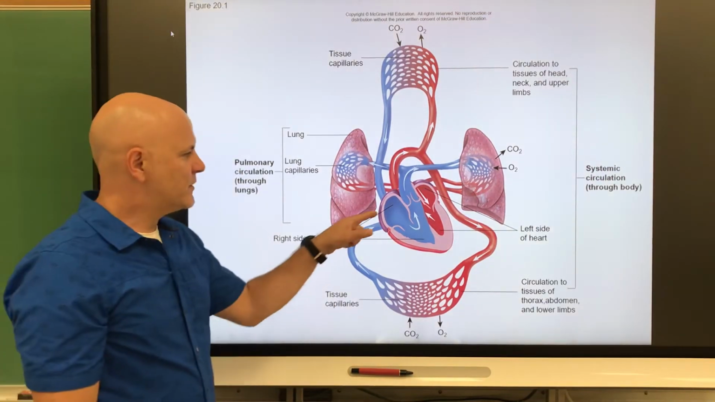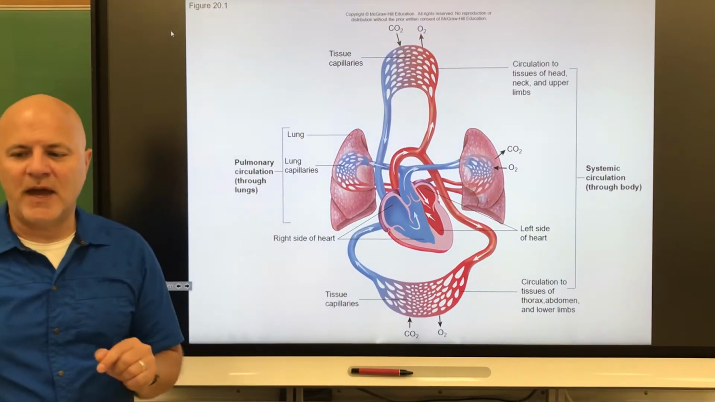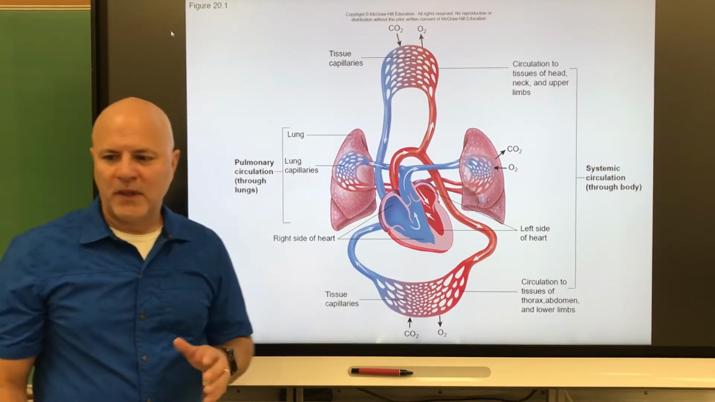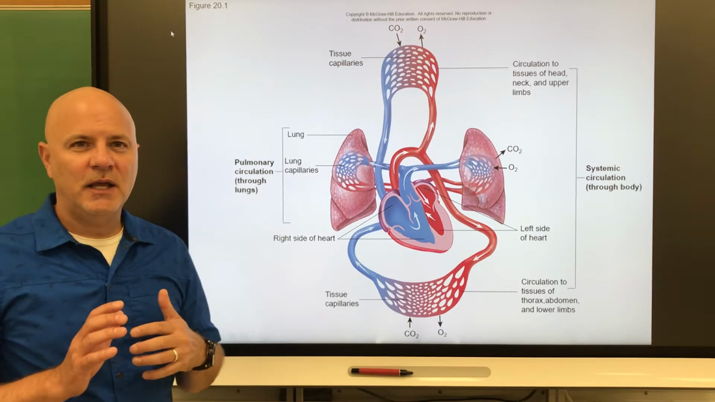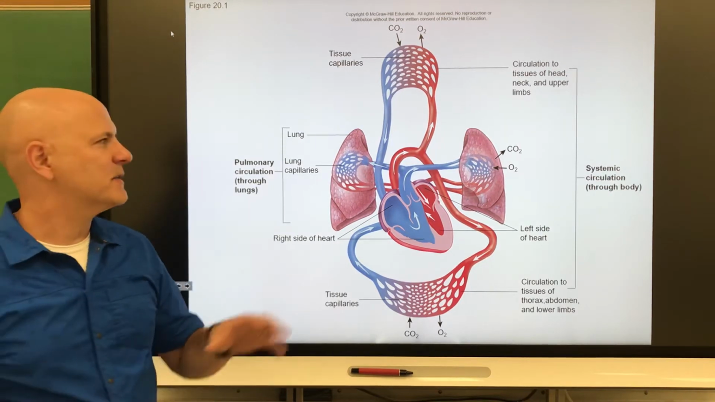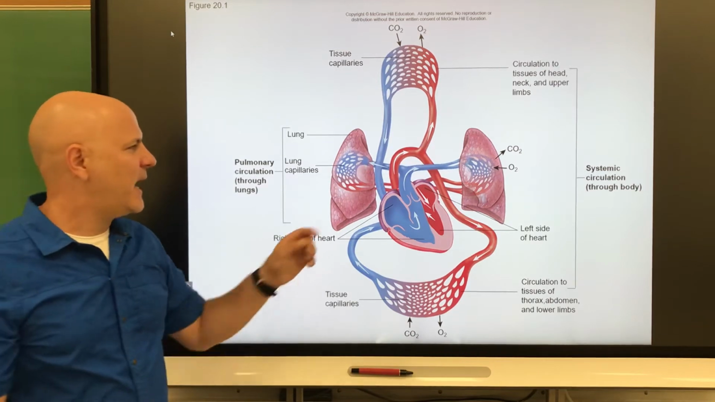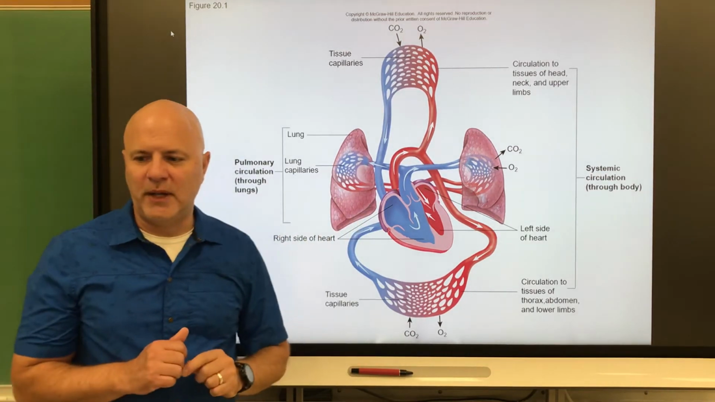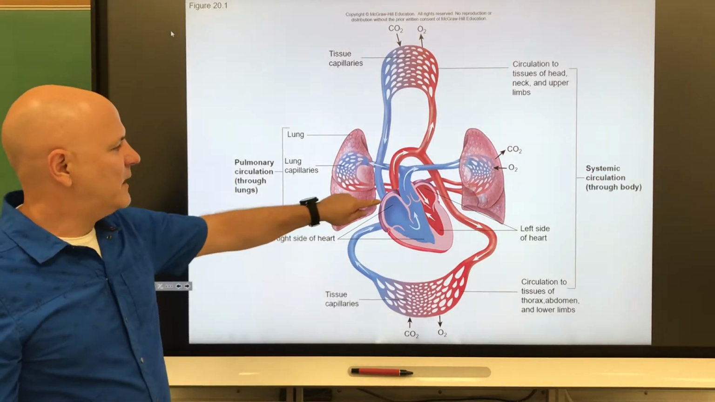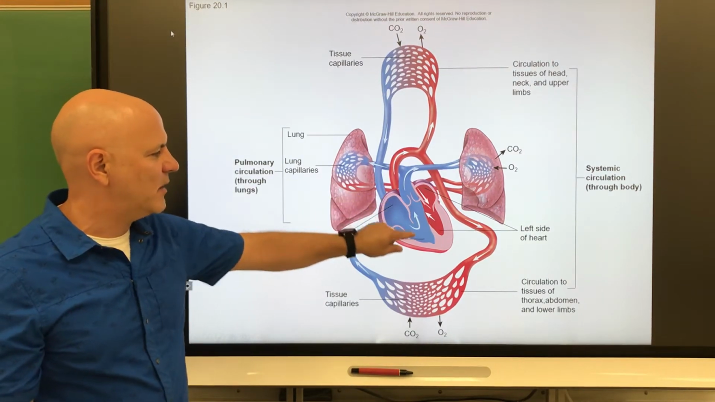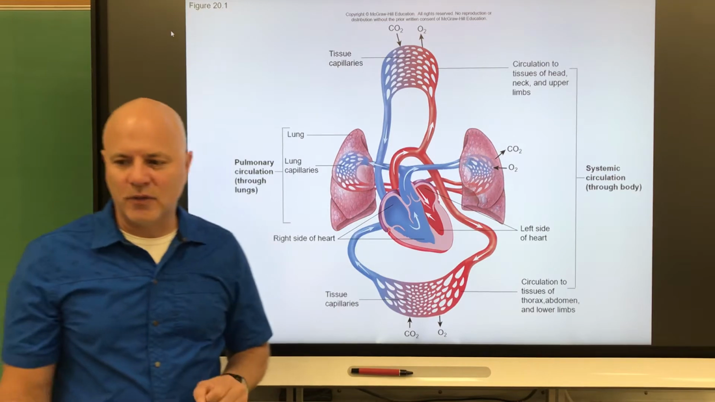Blood is going to enter the right atrium from the superior and inferior vena cavas. And this blood is low in oxygen because it's come from the body. The right atrium has to be relaxed in order to fill with that blood. Once the right atrium fills with blood, it's going to contract and push blood down into the right ventricle.